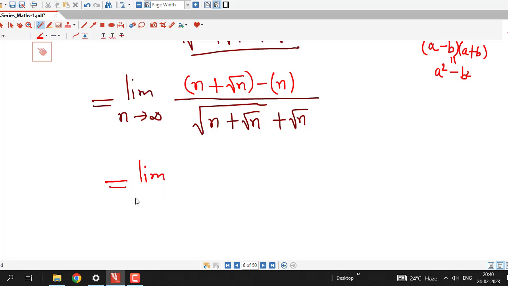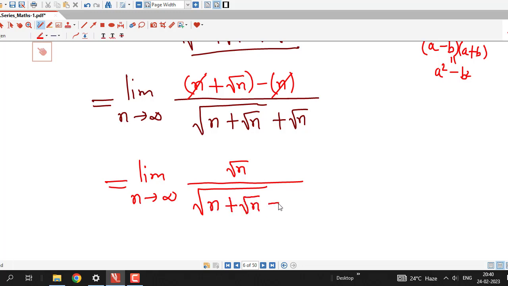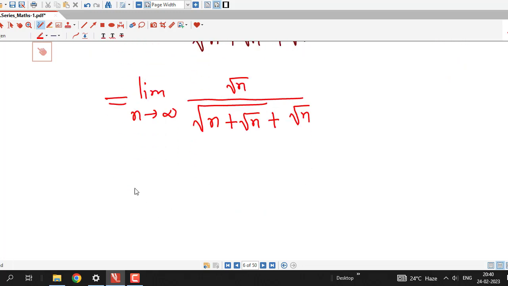And let me rewrite again. We can cancel out n in the numerator. This n will get cancelled here and we are left with square root of n here, and here we have square root of n plus square root of n plus square root of n. So here we have infinity by infinity form. If we wish, we can apply L'Hospital rule, or we can find out the limit without applying L'Hospital rule also. So to find the limit, I am dividing numerator and denominator by square root of n.